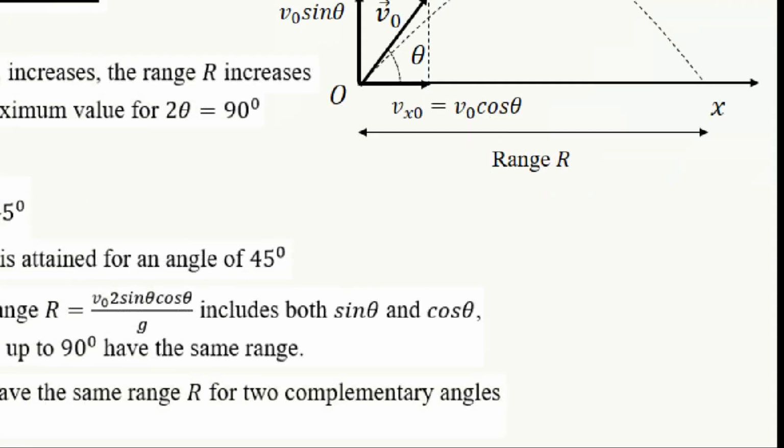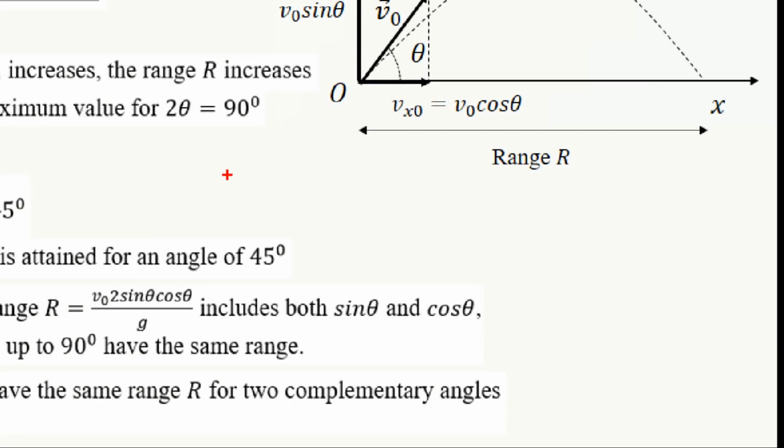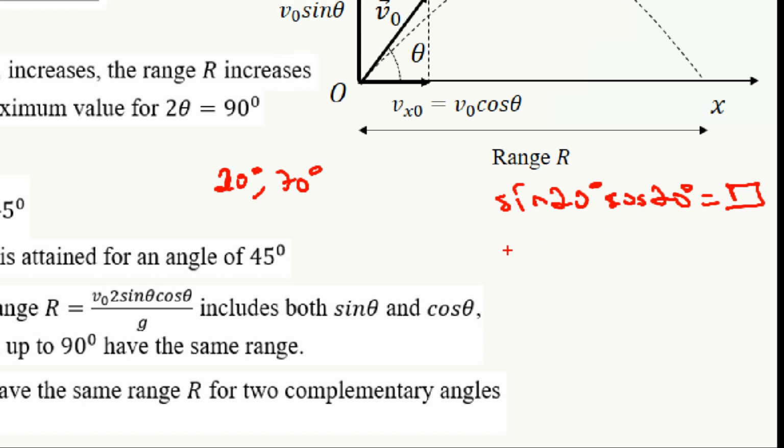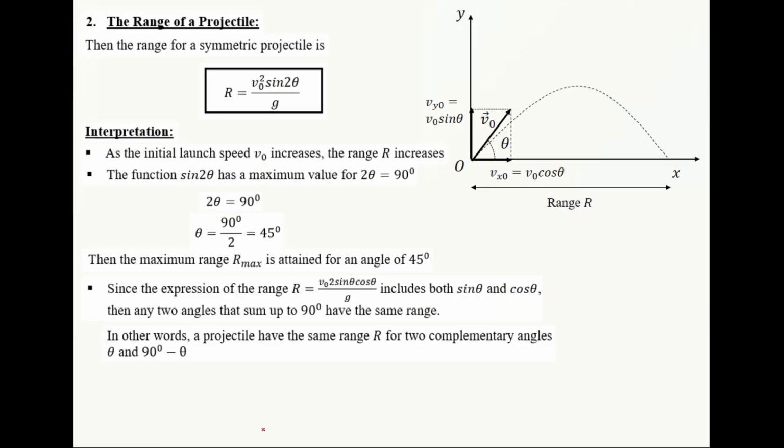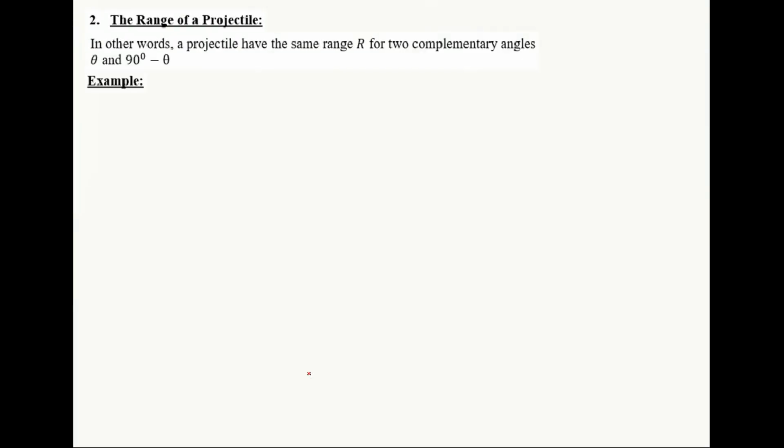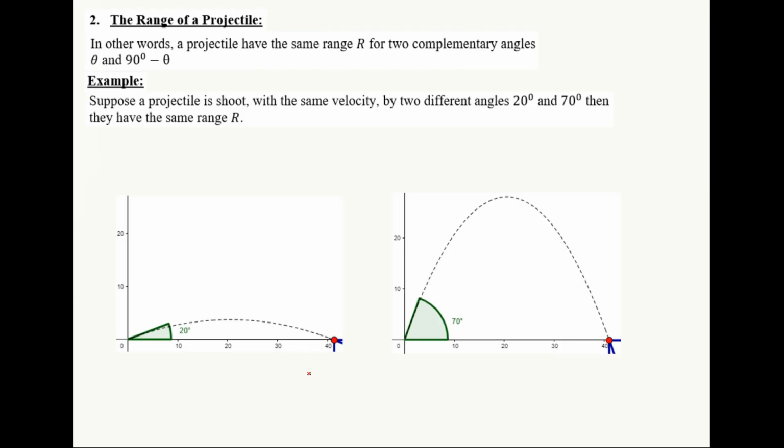Let me give another example. Suppose now our choice goes with, let me say, 20 degrees and 70 degrees. If you try on the calculator sine 20 multiplied by cosine 20, you're going to get a number. And if you try again sine 70 multiplied by cosine 70, you will get another number, and surprisingly these two numbers are equal. How would this affect our result? Let me explain more. Suppose a projectile is shot with the same velocity at two different angles, 20 degrees and 70 degrees, then they're going to have the same range.